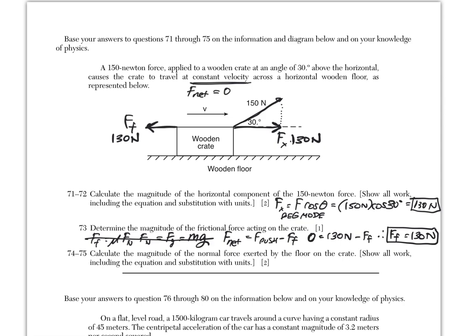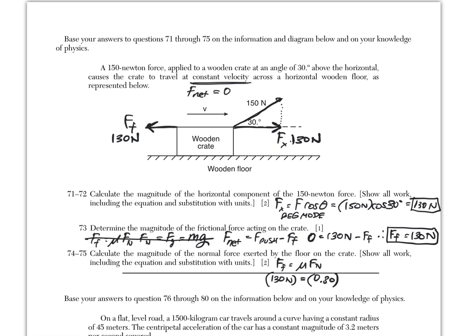Now this is interesting. Now that I know the friction force, and I do know the coefficient for sliding of wood on wood, now I can solve for Fn. And we said before that equation doesn't work because I don't know Fn. Well, now I know the friction force and I know the coefficient, so I can solve for Fn.